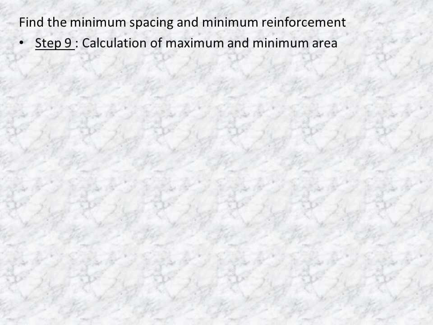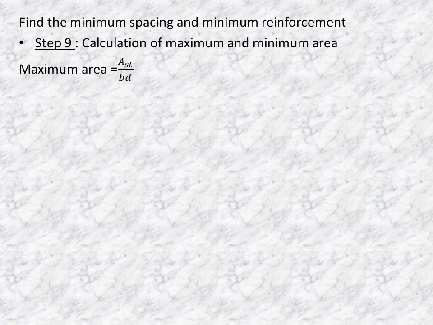Next we find the minimum spacing and minimum reinforcement, that is we check using the spacing formula that I mentioned in my previous video, and we take the minimum value with the maximum spacing. Then we find the minimum reinforcement, that is the area of the vertical stirrups provided, Asv. We already have the value of Asv. Also we have to check the Asv provided, and if it's in the range, it is safe.